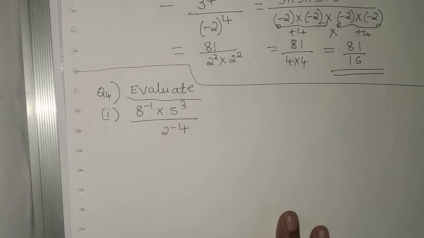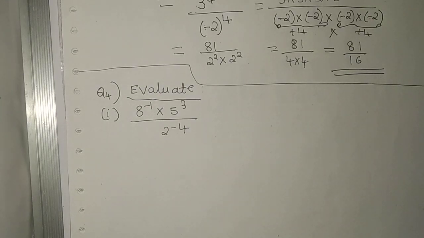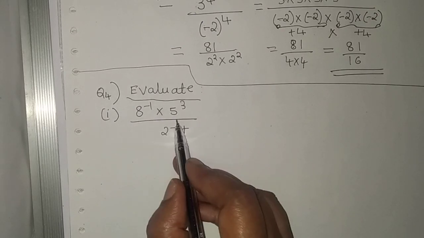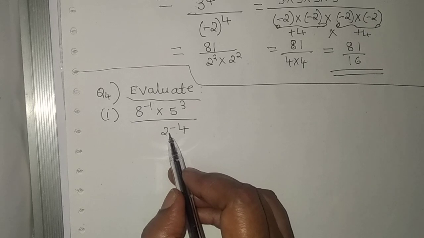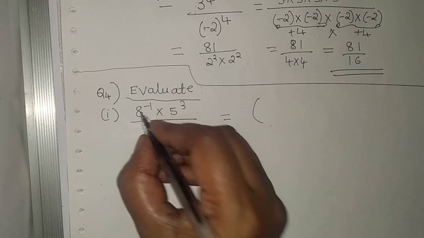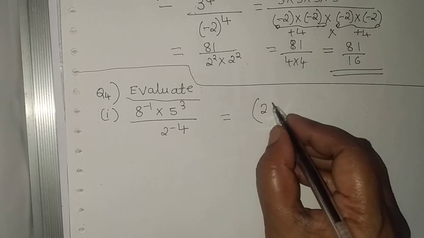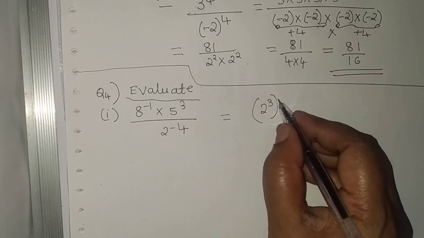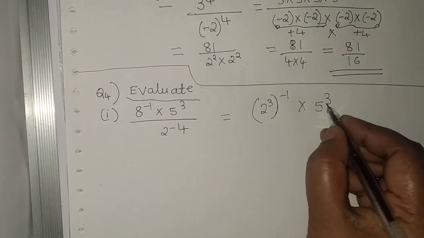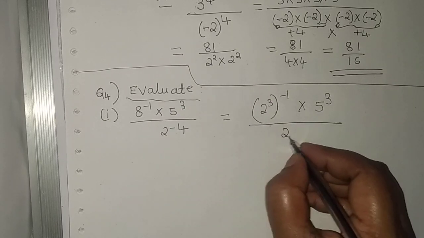Now we move on to the question 4. Question 4 is (minus 8) power 1 into 5 cube by 2 power minus 4. First split this 8 into 2 cube. 8 becomes 2 cube to the power minus 1 into 5 cube divided by 2 to the power minus 4.